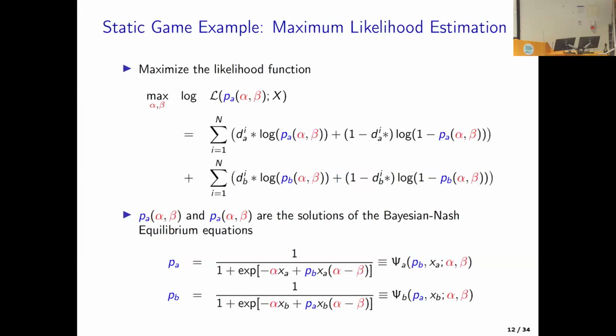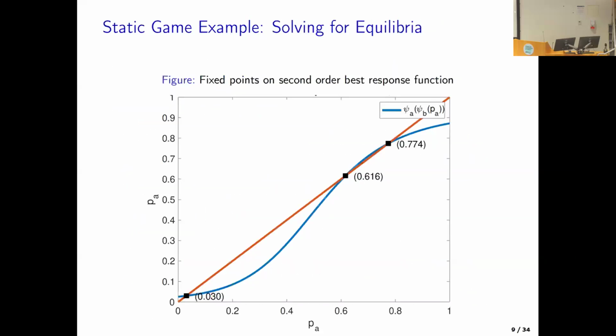Now, of course, the new thing here is we need to derive those choice probabilities. Those choice probabilities are logit formulas, but they also depend on the conditional choice probabilities of the other player. So we need to find the equilibrium. Here, PA and PB are the solutions to these Bayesian-Nash equilibrium equations that I just wrote up, the mapping from the choice probability of your opponent to your own choice probability. So I have to solve both of these. And that's a fixed point, just like I alluded to with this graph.